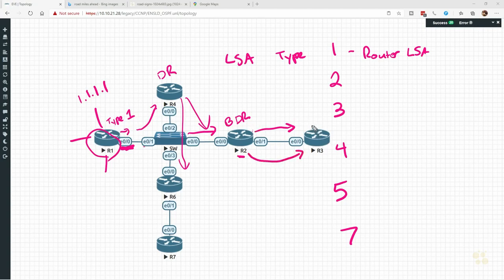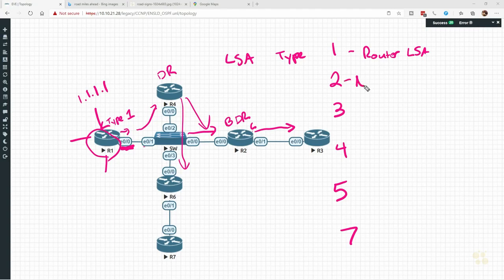Because of that, R3 knows that it can get to R1 because R2 also sends its own LSA to R3. R3 can put all the pieces together and see like, oh, I know you have this link, and R1 is also on that link, but it has other links, so it can get to it that way. That's how the SPF algorithm is actually working under the hood, by forwarding these type 1 LSAs.